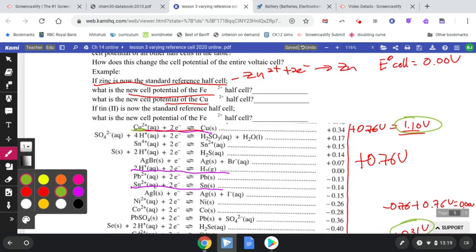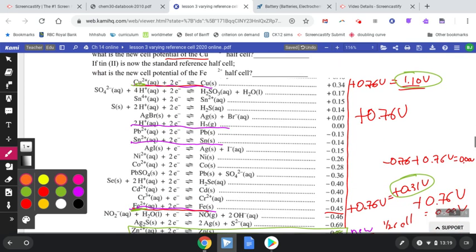Okay, what if tin, we're changing it up here. Now we're switching to tin 2. What if tin 2 is the new reference half cell? Okay, well, tin 2 is right here. So how do we get that one to 0? We would have to add positive 0.14 volts. And that would give us 0.